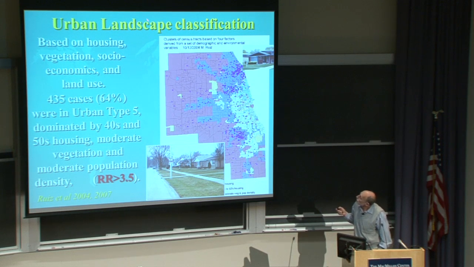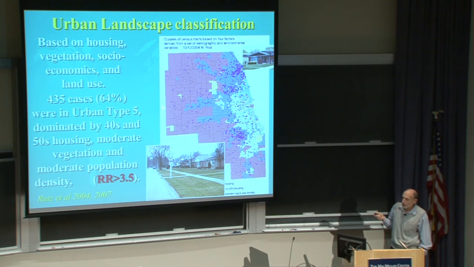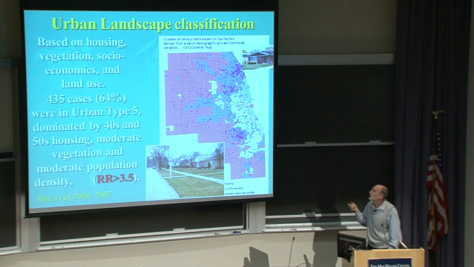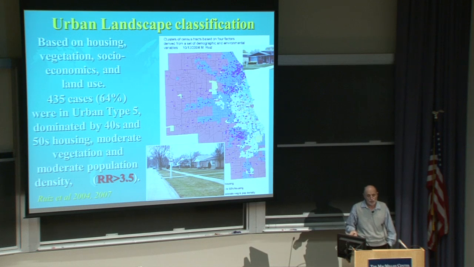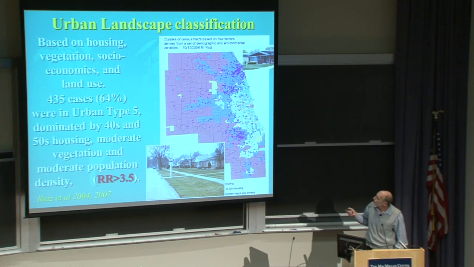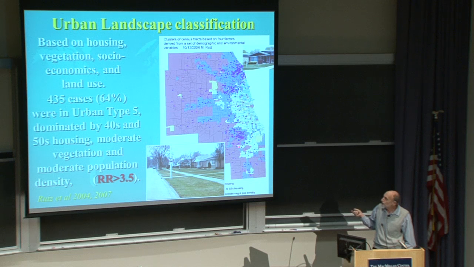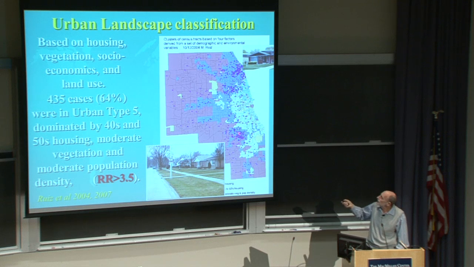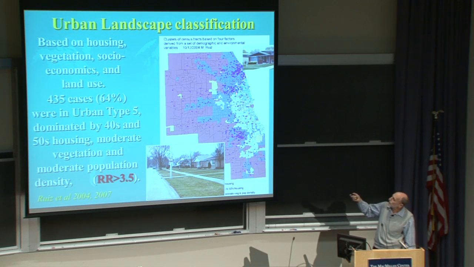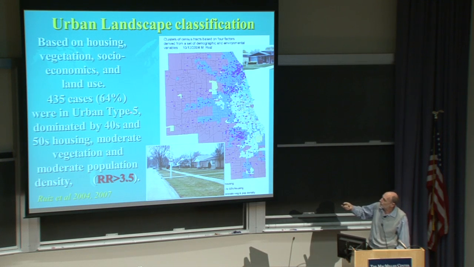So if we try to do a classification of the urban landscape based on the urban characteristics of housing, vegetation, socioeconomics, and land use, we decided we could divide the urban area into 5 different types. And one type was clearly the area where we had most human cases. We call it urban type 5.